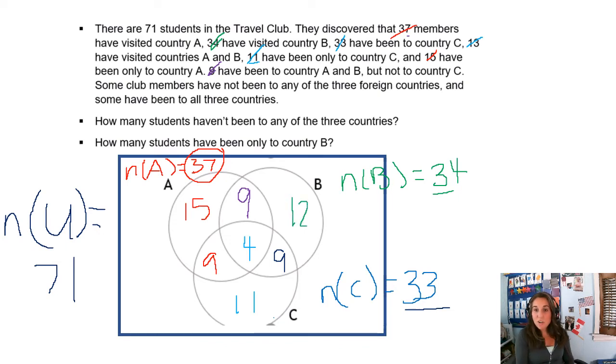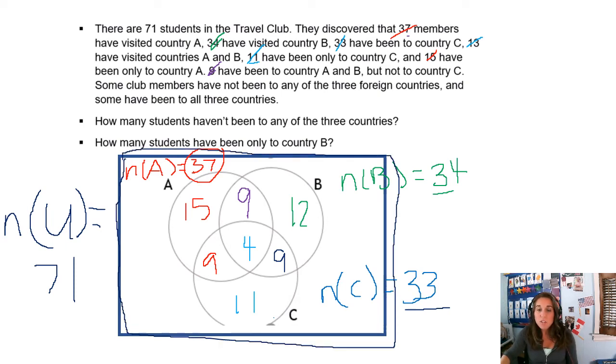All right. So now we've figured out all students in these pieces for sets A, B, and C, but we can't forget about our universe. There are some students who have not been to any countries. They're in the travel club, but they haven't been to any countries. So they're out here in our universe. So we know that there's 71 students in the travel club. So if we add up all the students who have been to countries A, B, and C, or just A, or just B, or just C, if we add up all these pieces we've already figured out, then we can use that to help us figure out how many students haven't been to any countries.